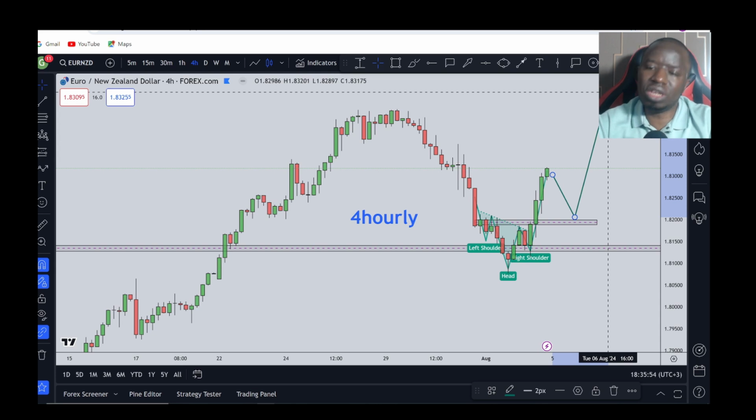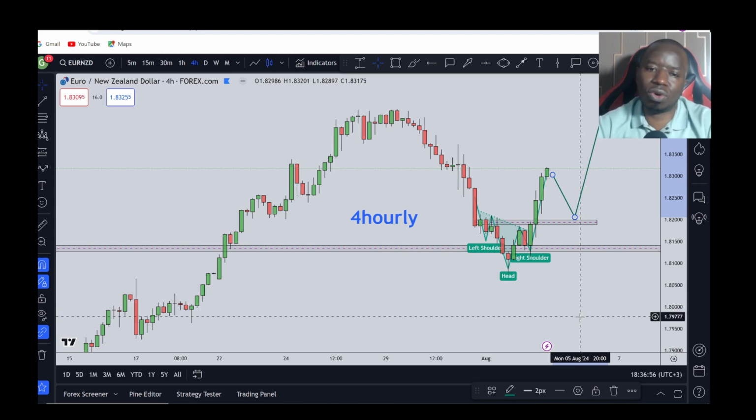But if we do not find it on the 4-hour, if it doesn't return to the neckline to retest it before we can look out for setups to trade to the upside, then we could drop down further to the 1-hour for day trading opportunities, or the 30 minutes and the 15 minutes for quick scalps, which may not necessarily need price to retrace down further. But that's our analysis for the Euro-New Zealand currency pair.